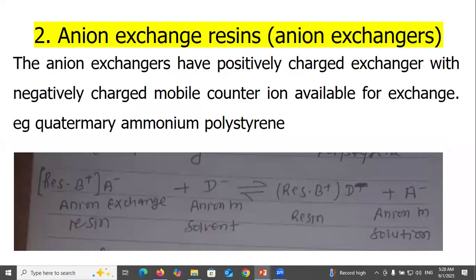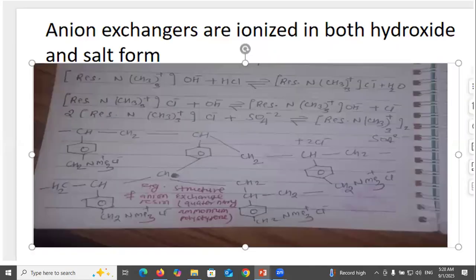Anion exchange resin. The anion exchangers have positively charged groups with negatively charged mobile counter ions available for exchange. Quaternary ammonium polystyrene, anion exchange resin. Anion exchangers are ionized in both hydroxide and salt form. Figure: structure of anion exchange resin, quaternary ammonium polystyrene.